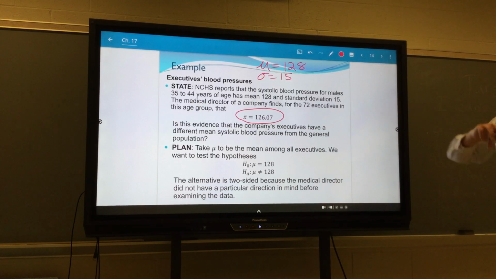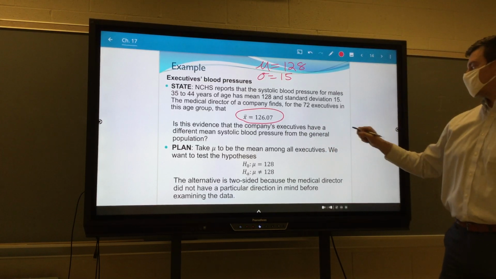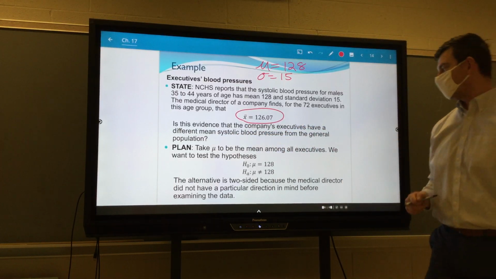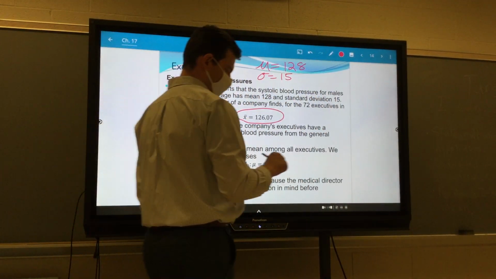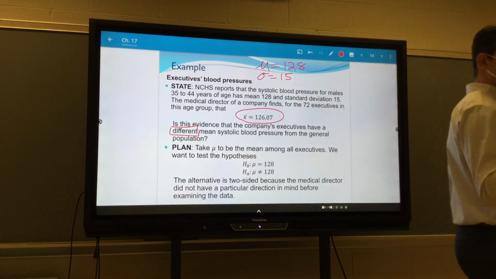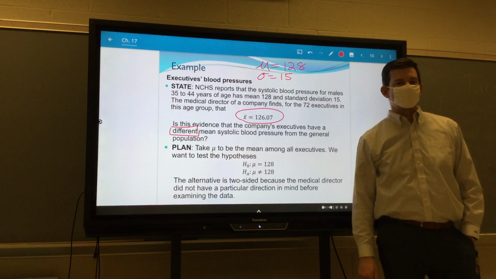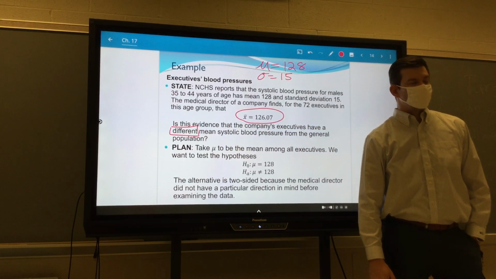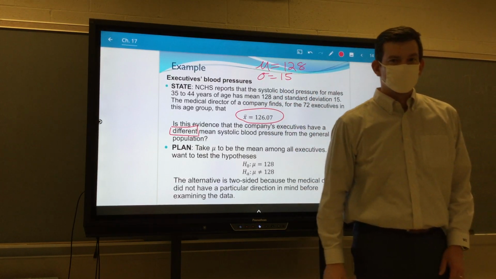Is his sample of 72 executives evidence, proof that the company's executives have a different mean systolic blood pressure from the general population? Keyword, different. Is this indicating a one-sided or two-sided alternative hypothesis? Two-sided, yeah. We don't know if it's going to be smaller or bigger than that 128.